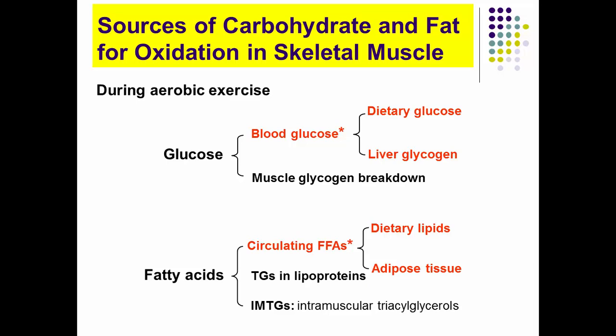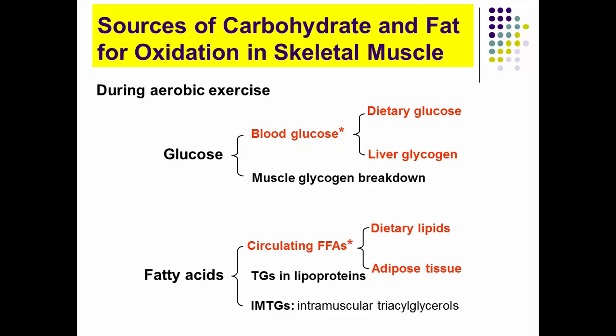So glucose can be from blood circulation and can also be from muscle glycogen breakdown. And blood glucose is usually from dietary glucose and liver glycogen breakdown released into the circulation, right? These are the two main sources of blood glucose: dietary glucose and the glycogen breakdown from the liver.